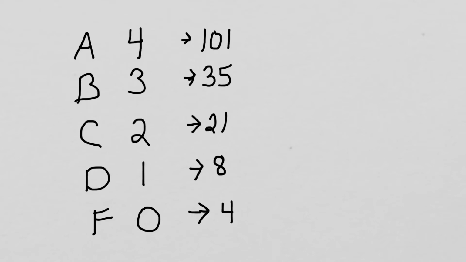35 made B's. 21 made C's. 8 made D's, and 4 made F's. Let's just call this a college. Okay, first thing you want to do is add up all of the number of people in the class. If you add 101, 35, 21, 8, and 4, you get 169 people in this college.